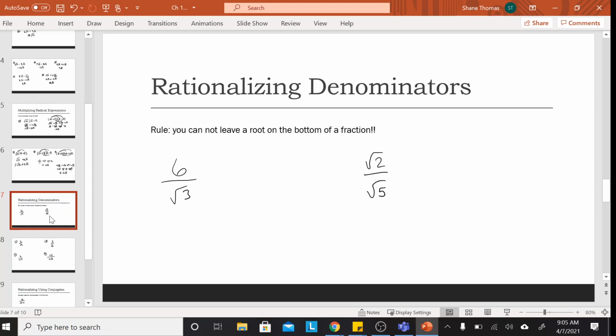So the process of getting that out of the bottom is called rationalizing the denominator. We want to clear the denominator of any radical expressions. So the first one here, 6 over root 3. What you want to do to get rid of that is multiply the bottom by root 3. Now, if I do it to the bottom, I have to do it to the top as well. So you multiply by whatever the root is on the bottom.